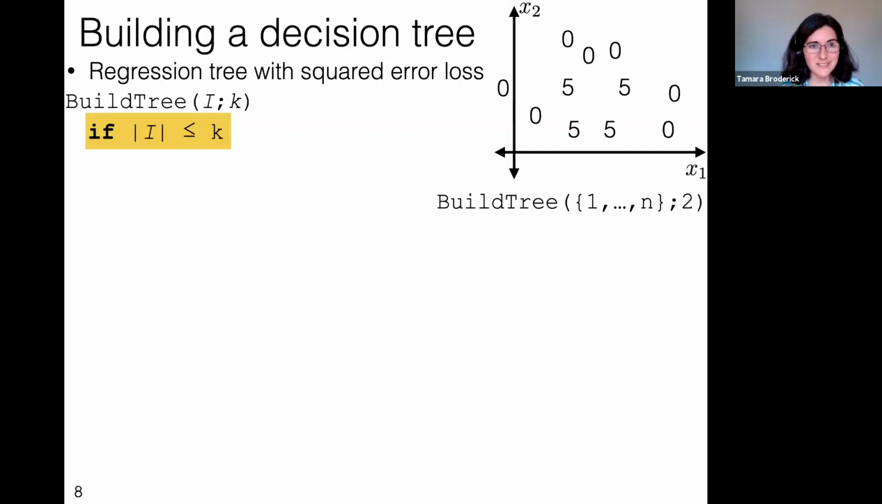Okay, so our first question: because we're not going beyond 2 points, we're not letting ourselves have more than 2 points in a branch, we're going to ask ourselves, is the number of data points that we're looking at right now greater than or equal to 2?